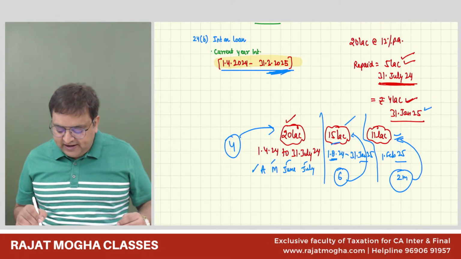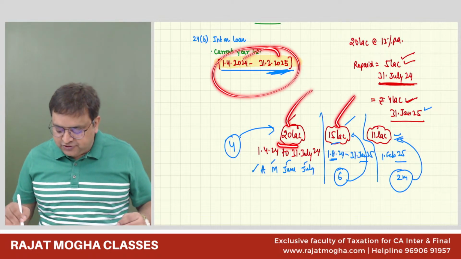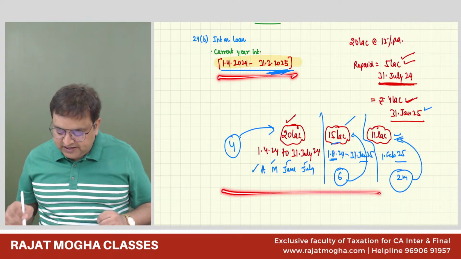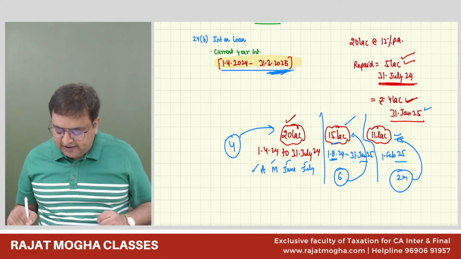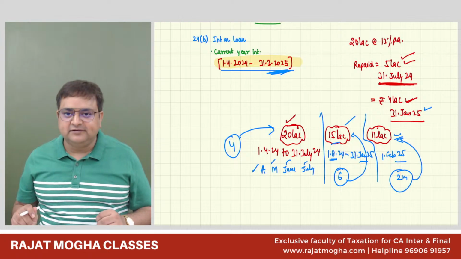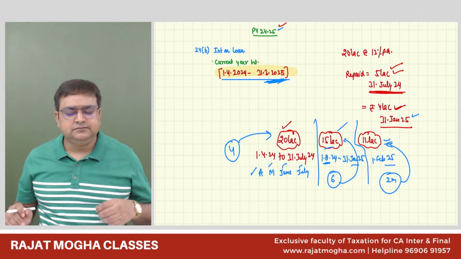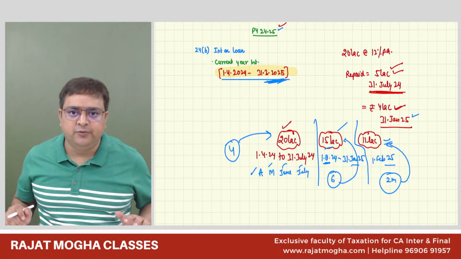So my outstanding during this period is actually getting changed. So my interest of the current year will also get changed. So 20 lakh for 4 months, 15 lakh for 6 months, 11 lakh for 2 months. Arup, you are okay with this also? Yes, sir. This is how the current year interest will work.